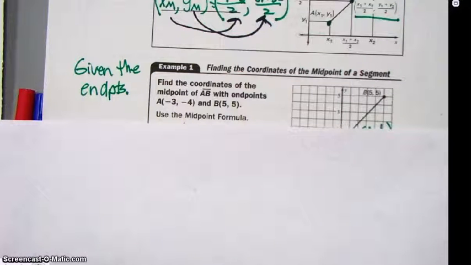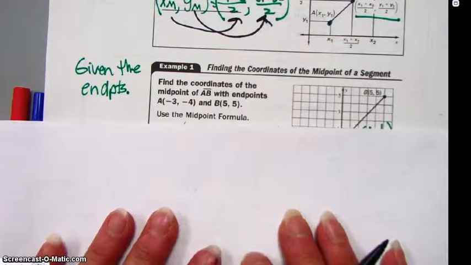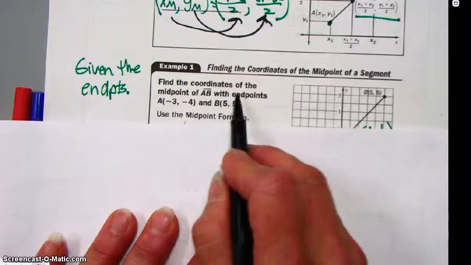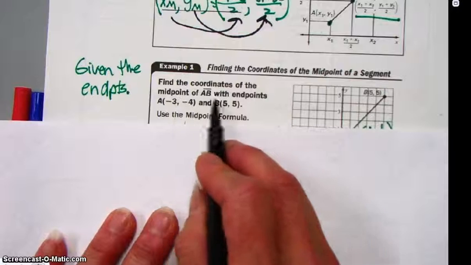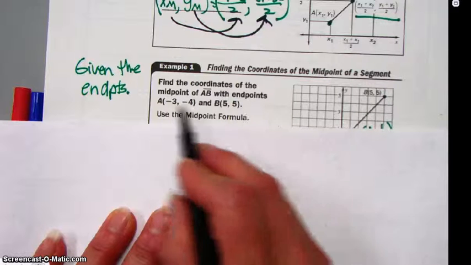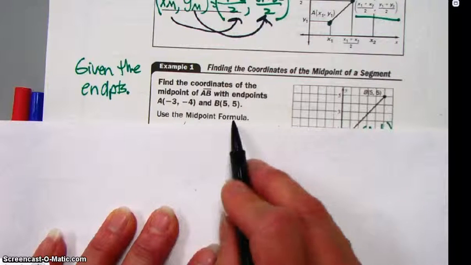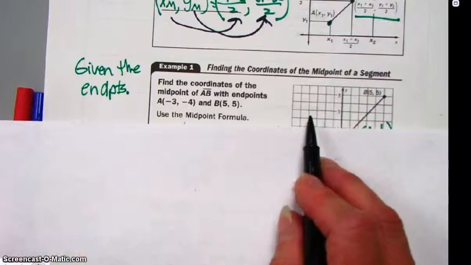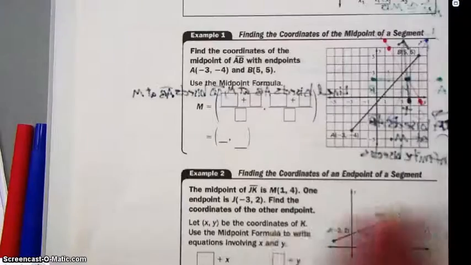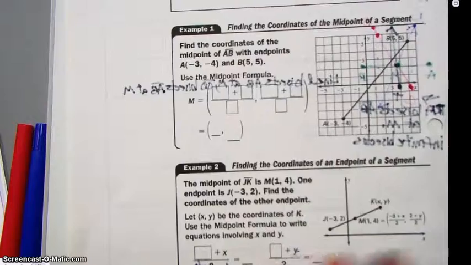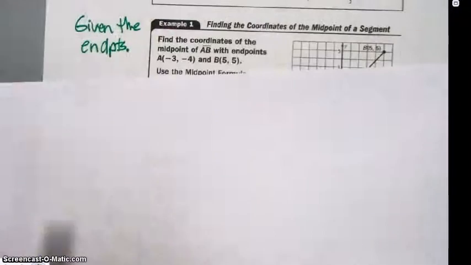The next one tells us two things. It tells us what the endpoints are, and it says find the coordinates of the midpoint of segment AB with endpoints A and B. Use the midpoint formula. So I'm going to switch over to this other sheet here, and we're going to use the midpoint formula. Oh, that's not too good, so we'll just go back to this one.